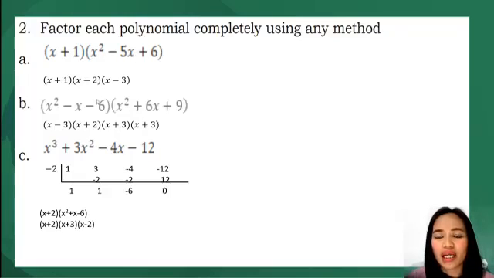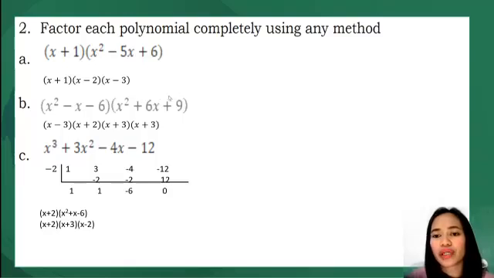For letter B, we're going to factor x squared minus x minus 6. The factors of 6 are 2 and 3 as well. We have a negative and a positive, because the sign of 6 is negative. Then we look at the sign of the middle term. What's the sign of the middle term? We have negative x. Therefore, the higher value must be a negative. So x minus 3 times x plus 2.